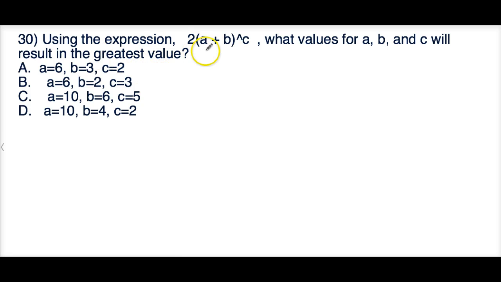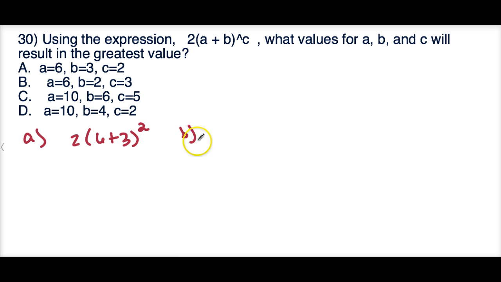Using the expression 2 times the quantity of A plus B to the C power, so I couldn't, again, you can't put a C as an exponent, so that's represented by that power of, what values for A, B, and C will be the greatest value? So I'm going to go down here and I'm going to substitute in each of these for the problem, and I'm going to work out each one. So for A, it is 6 and B is 3, and that's to the second power.